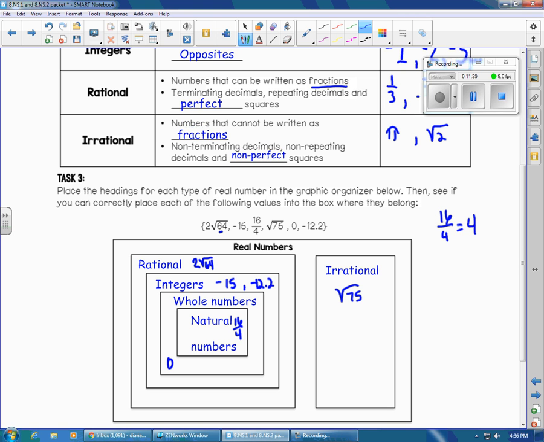12.2, I apologize. And that is all of the numbers. And I think we have a number in every category, don't we? And they're all real numbers. So they all fall in the huge box of real numbers. But as we get more specific, they fall into specific categories.